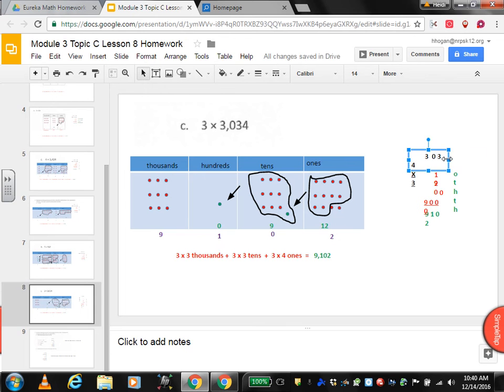Whoopsies. I did every other page except this one, I guess. Make this wider. Okay. We'll do the ones first. 3 times 4 is 12. 3 times 3 10s is 90. And 3 times 3,000s is 9,000. So that gives us the answer when we add it up, 9,102, which matches our discs.